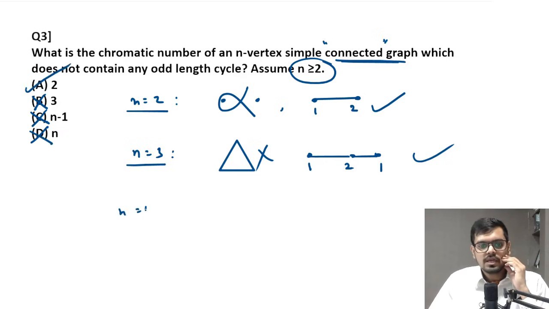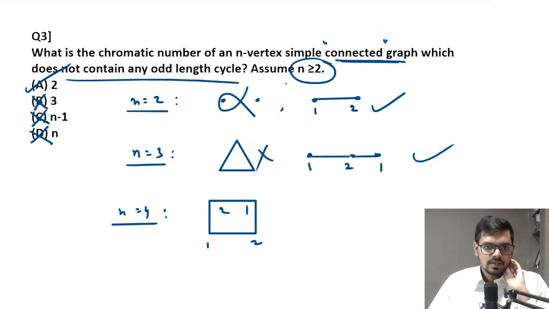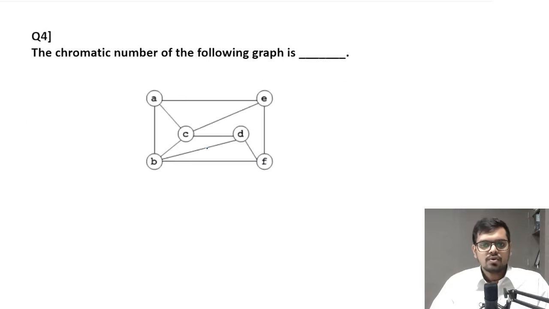You can check even for n is 4. N is 4, 2 colors are enough. 1 2 1 2, right? 2 colors are enough. So yes, option A is correct if this is the condition, that odd cycles are not allowed. Okay, odd cycle means like this, cyclic. You know it very well. In the conceptual class we have seen all the concepts, right? Now to the next question.